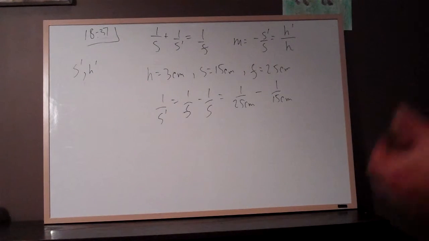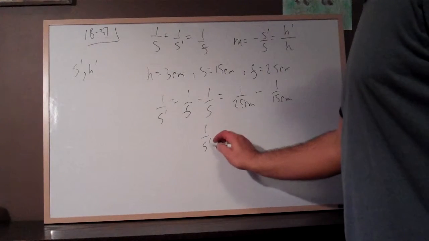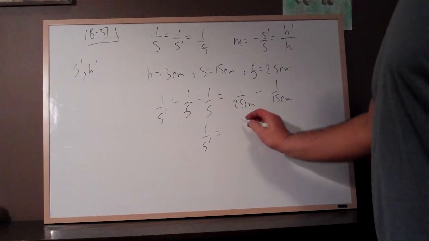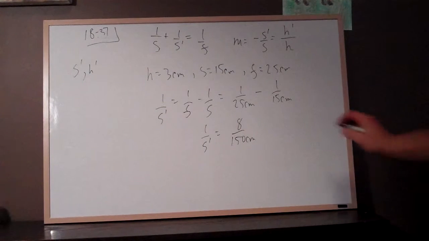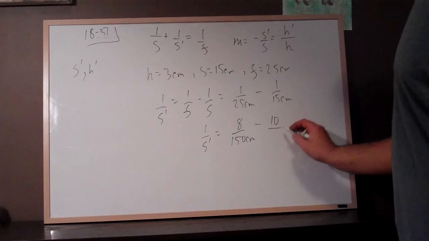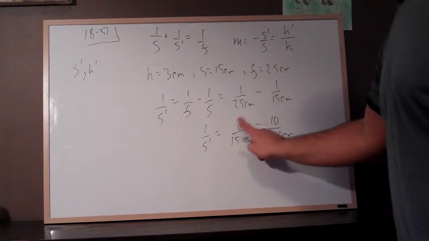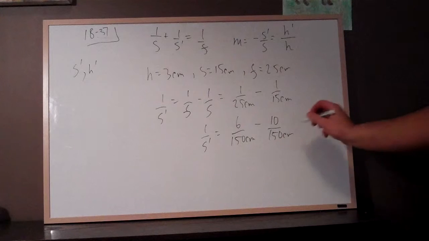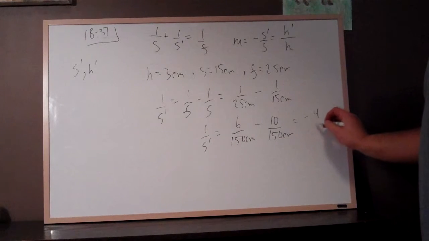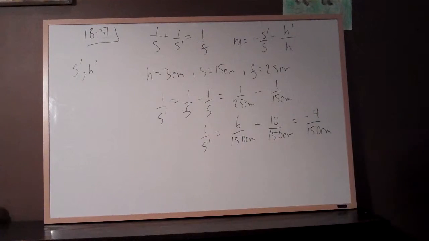And probably the easiest way for this one is to do it on your calculator. I'm trying to think what a common denominator might be. Well, 150, that would be a good one. So this would be 8 over 150 centimeters minus 10 over 150 centimeters. This would be 6, wouldn't it? Yes. So we can correct that. So minus 4 over 150 centimeters. That's what 1 over S prime is.